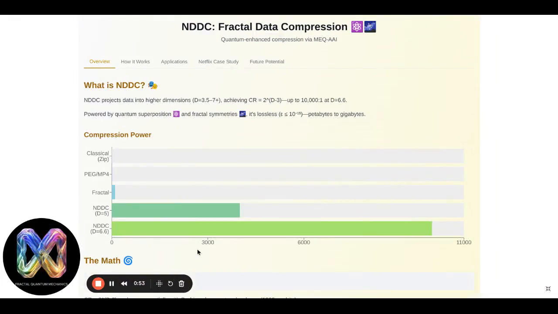Looking at our comparison chart, traditional compression methods like ZIP achieve around a 3 to 1 ratio, while standard fractal compression reaches about 100 to 1. But NDDC at dimension 6.6 achieves an astonishing 10,000 to 1 compression ratio while maintaining lossless reconstruction with error rates below 10 to the power of negative 15.